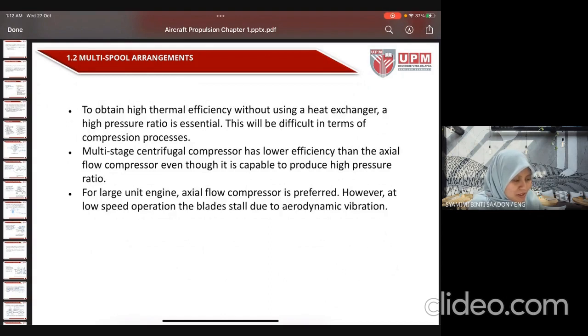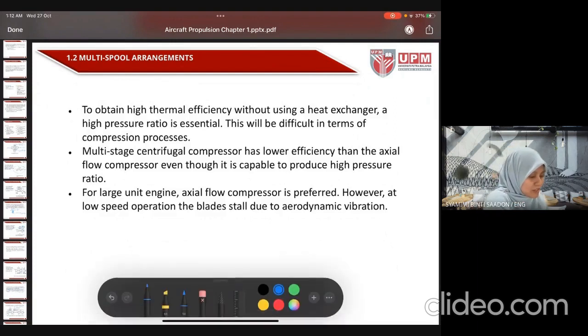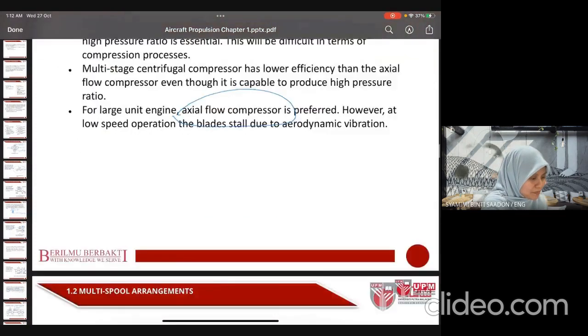So, multi-stage centrifugal compressor. Okay, later on in future chapters, I will introduce the centrifugal compressor and axial flow compressor. It has lower efficiency than the axial flow compressor. Okay, for large unit engines, the axial flow compressor is preferred. Normally in a turbofan engine, we will use axial flow instead of centrifugal flow because it has a higher efficiency.